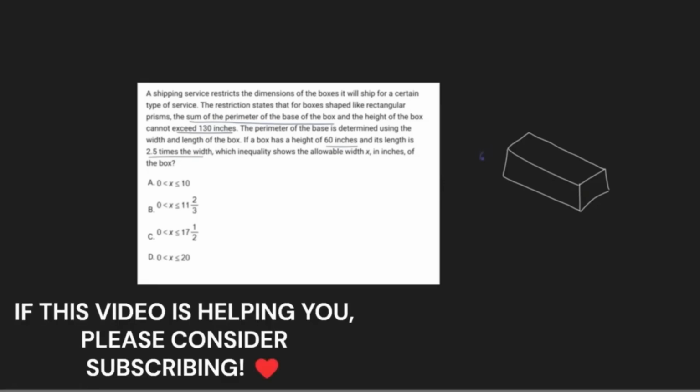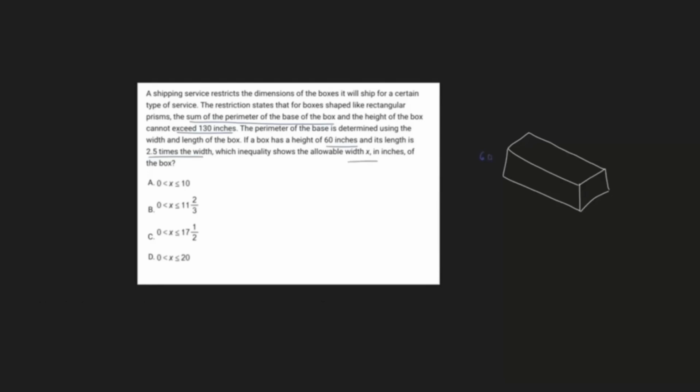Oopsies. There, 60. And then they also give us the width, which is x. Well, we don't really have a value for x, so we'll just label x out here. We know the length is 2.5 times the width, so we just write this as 2.5x, right?